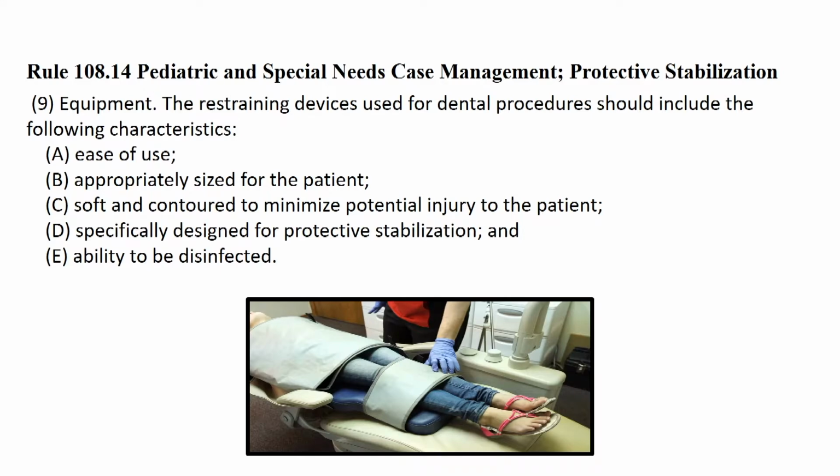Equipment. The restraining devices used for dental procedures should include the following characteristics. These are restraining devices used for protective stabilization. They should include the following characteristics. A, ease of use. B, appropriately sized for the patient. C, soft and contoured to minimize potential injury to the patient. D, specifically designed for protective stabilization. And E, ability to be disinfected.